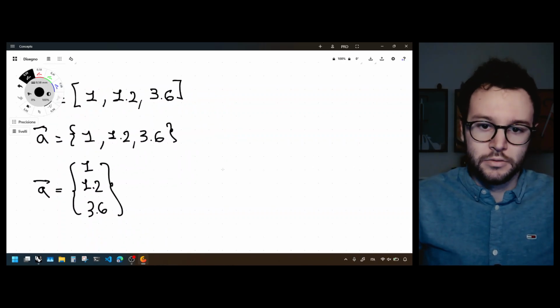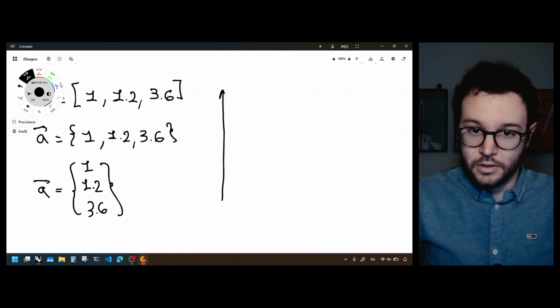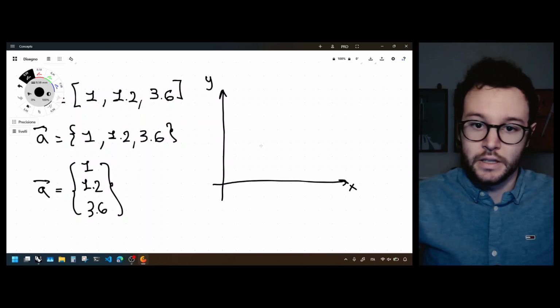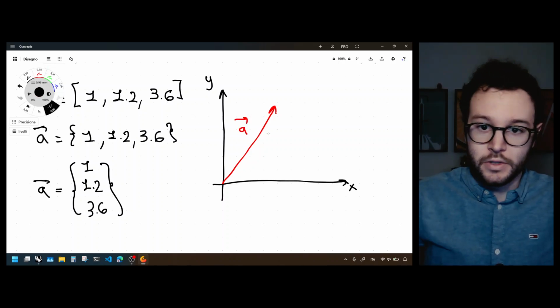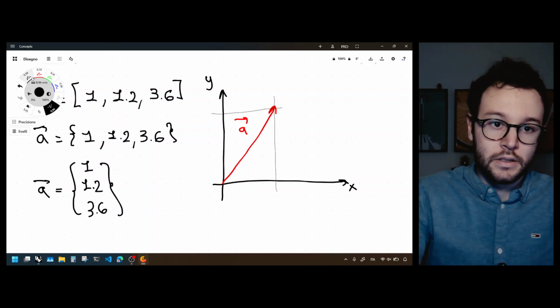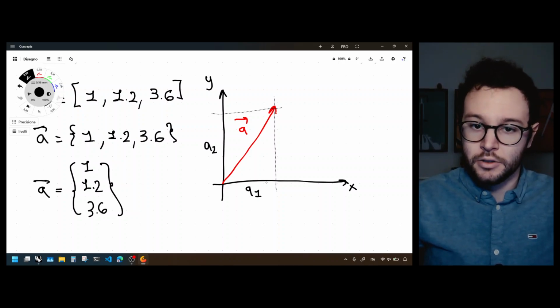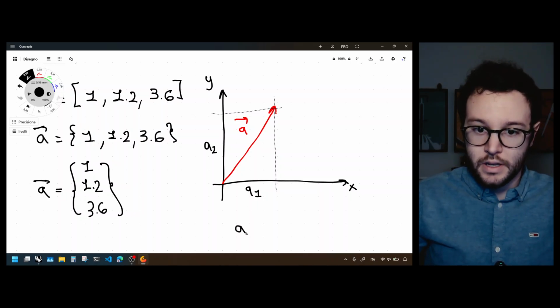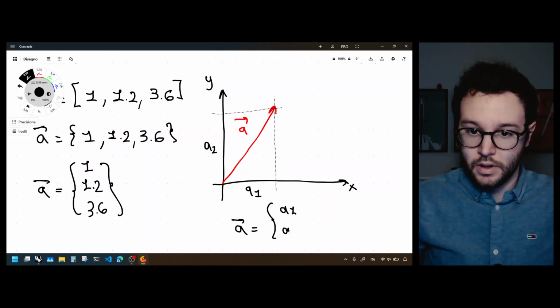All right, so we can also use vectors to represent them graphically, so not only as lists. So let's draw maybe a 2D vector, so a vector which only has two components because it's easier to draw. So let's say we have the y-axis, we have the x-axis, and then we have a vector, let's say vector A, which is represented by its two components, one on the x-axis, one on the y-axis. So this would be maybe A1, and this would be A2. So we could write that A is a vector A1, A2.